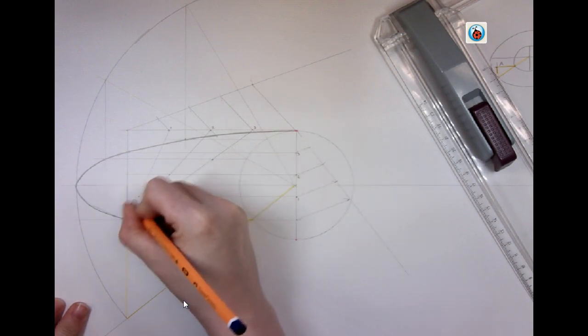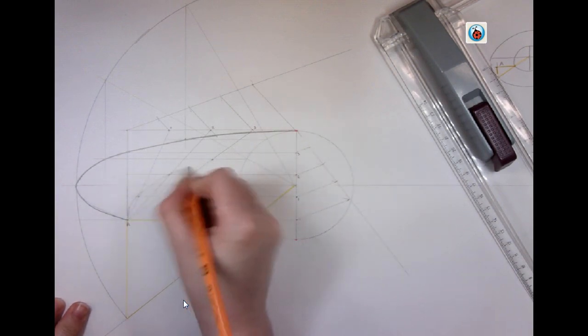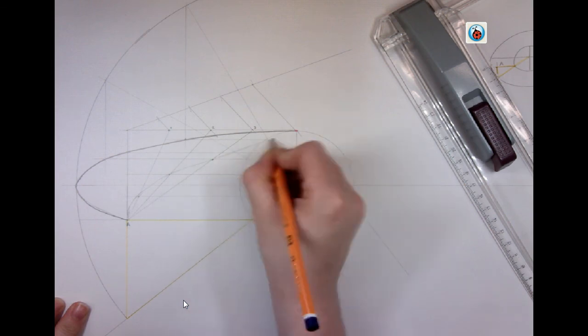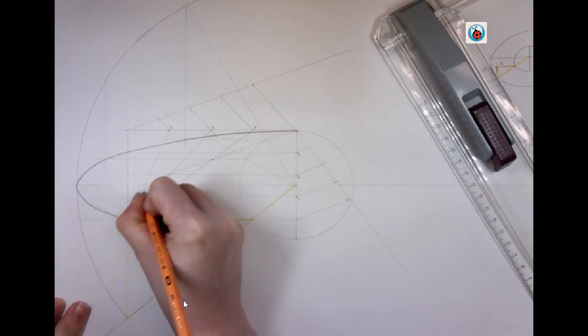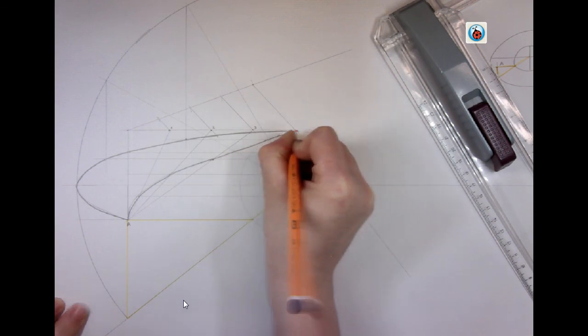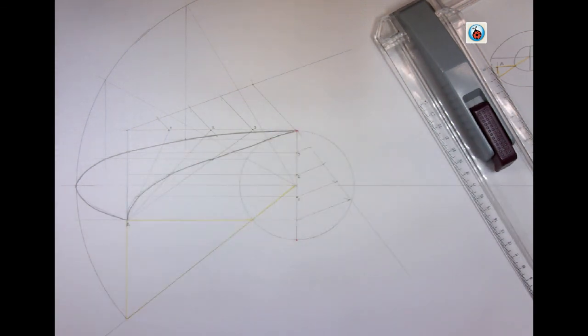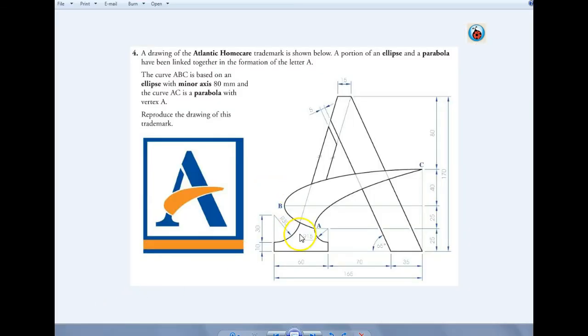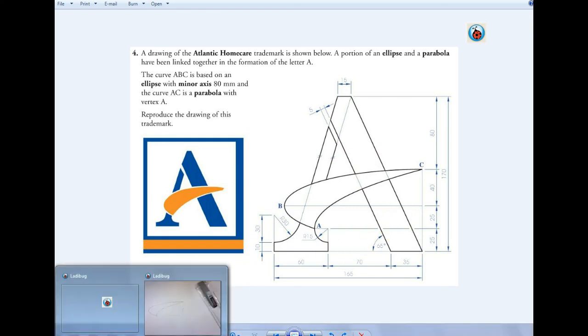Now I like to lightly draw my parabola curve in first before I darken it in. That's just so I have a path to follow. And that there is our ellipse and our parabola. Now, as you can see from the rest of the question, there is also an A which has to be constructed, but I'm going to leave that to you to go through.